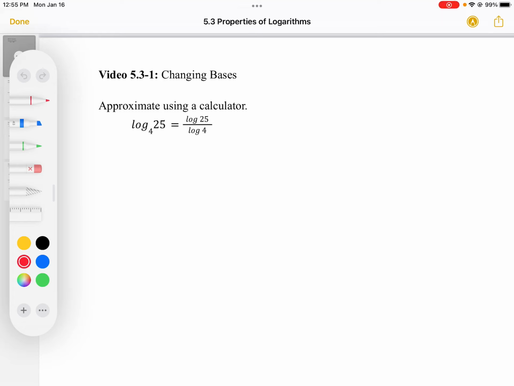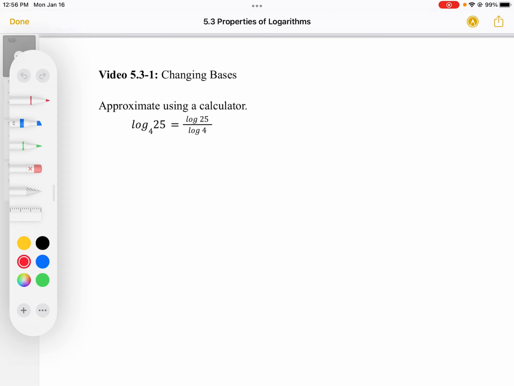In this video, we're going to use the change of base formula to approximate a logarithm on our calculator. We see here, we're given the problem log base 4 of 25 is equal to log base 10 of 25 divided by log base 10 of 4.